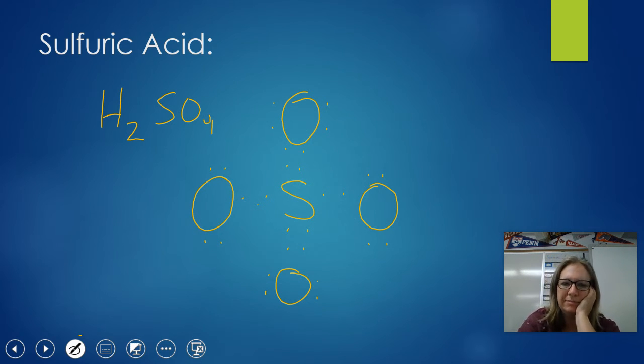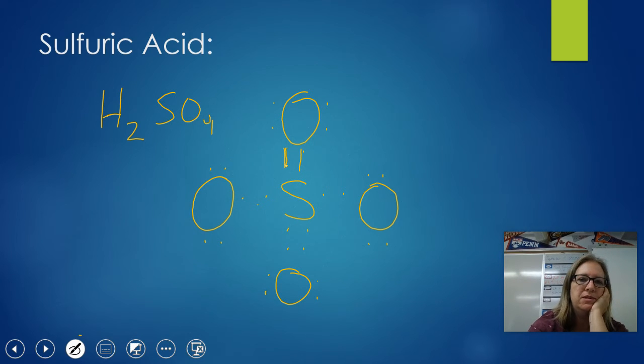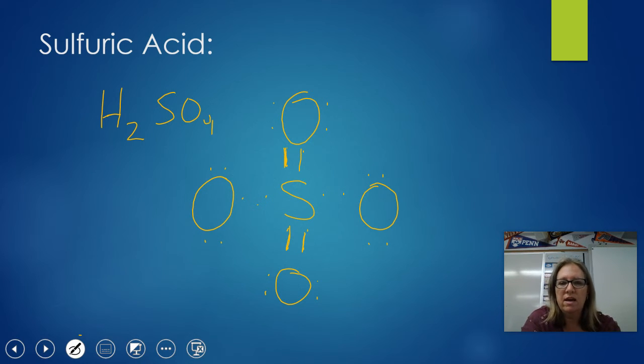I'm almost there. Okay, so these are sharing 2 pairs, so those are actually going to be a double bond. And you can see that now the oxygen on the top and the oxygen on the bottom each have a total of 8 electrons because they're sharing those with the sulfur. Okay, let's look at the oxygens on the side. They're sharing a single pair, so a single bond here. Okay, so I've got 2, 4, 6. I need 2 more electrons on each of those outside oxygens.